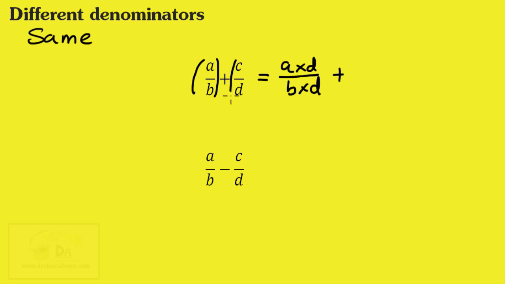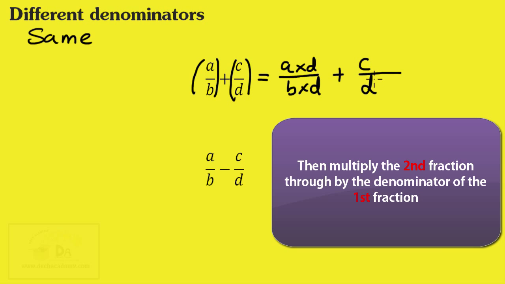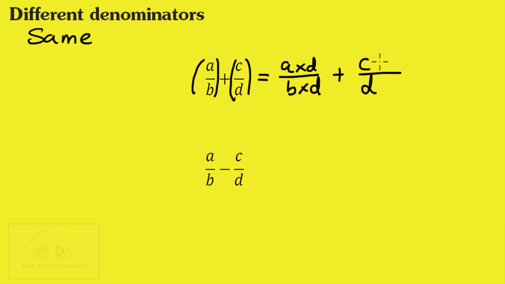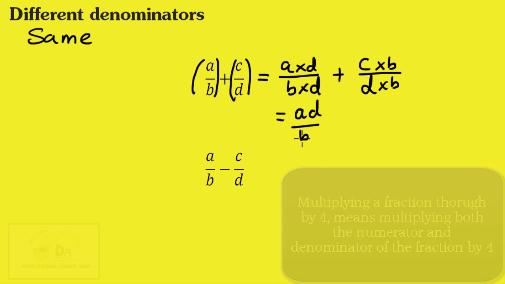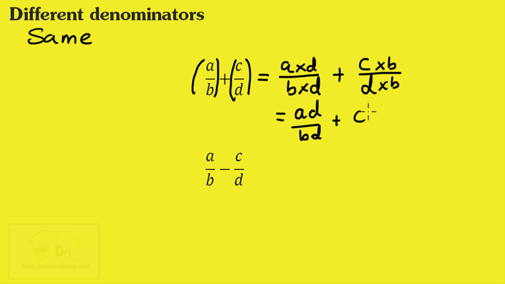Then you take the second fraction, c over d, and you multiply it through by the denominator of the first fraction, which is b. So we're going to multiply the second fraction's numerator by b, and we're going to multiply the second fraction's denominator by b as well. And doing this gives ad over bd plus cb over db.